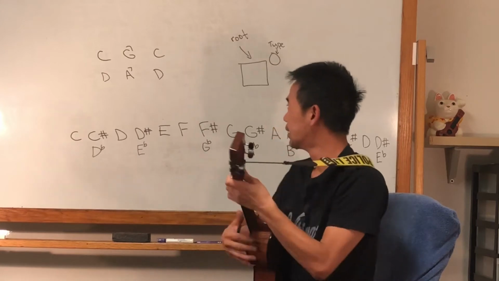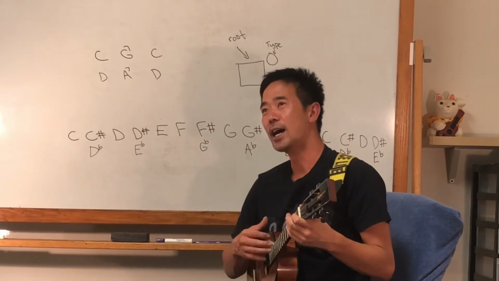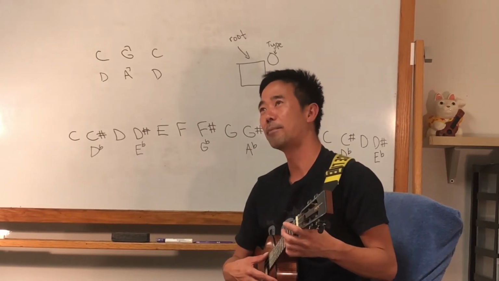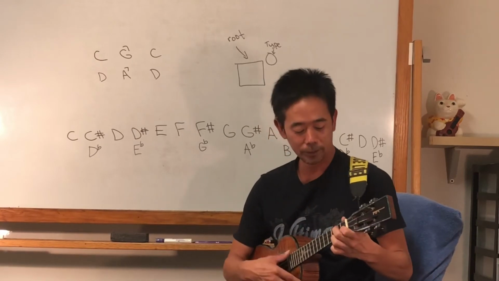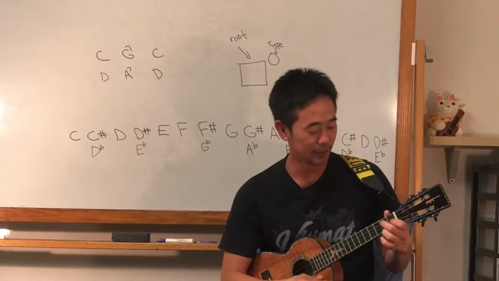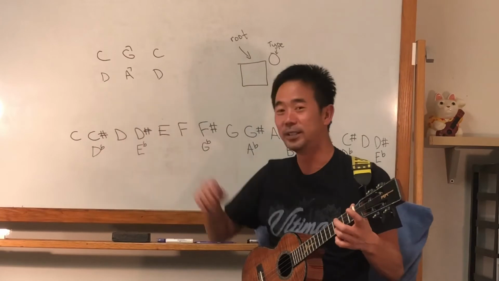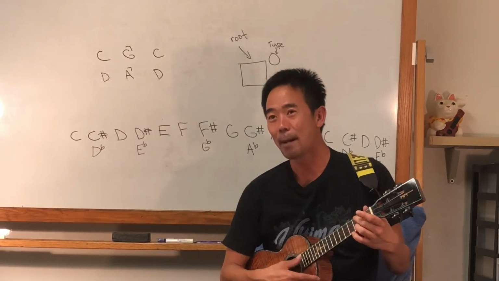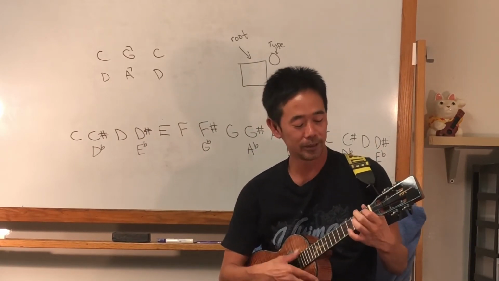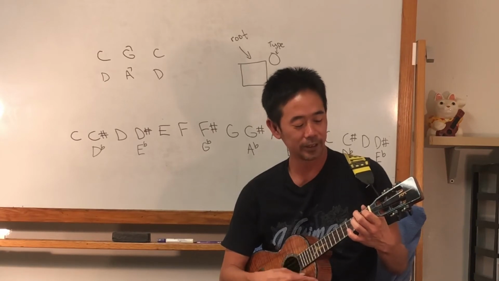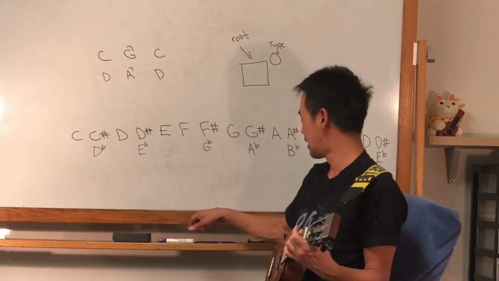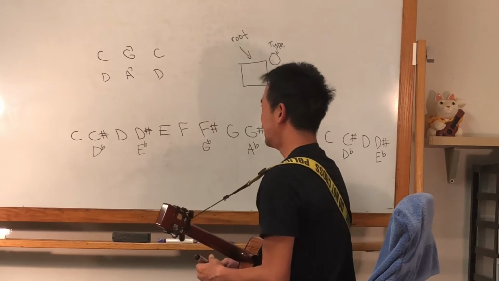So from Happy Birthday in the key of G, we went to the key of C. Happy birthday to you, happy birthday to you. Now we're going up to D. It's a little higher. Happy birthday to you, happy birthday to you. Now let's try in the key of E.